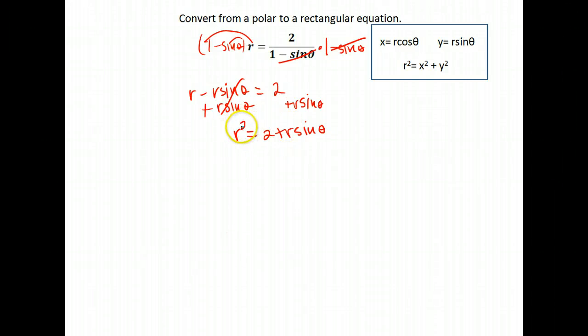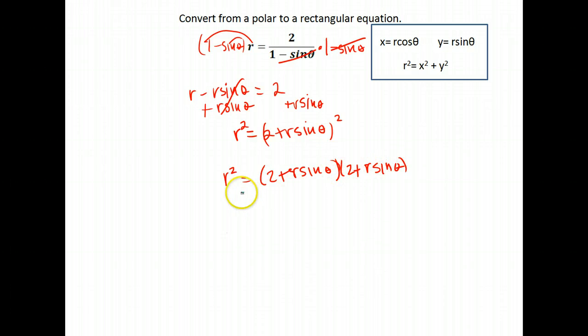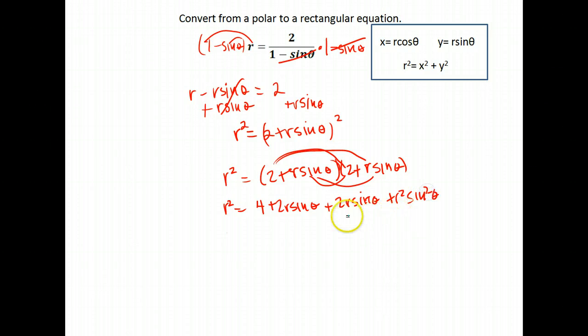Now I have my r here, I'm going to square, which means I also have to square this side. It gives me r squared equals 2 plus r sine theta, all squared, and forgive me for writing it out, but lots of times people forget to do this. They just square the first part and square the second part, and that messes them up. You are actually kind of foiling this out. So 2 times 2 is 4. 2 times r sine theta is 2r sine theta. Same here, 2r sine theta. And r squared sine squared theta.